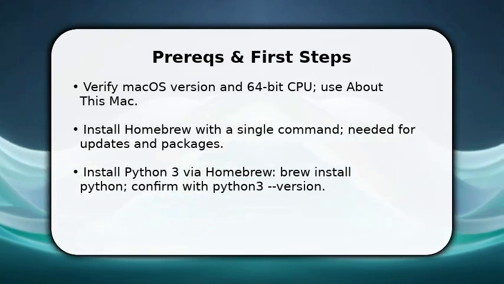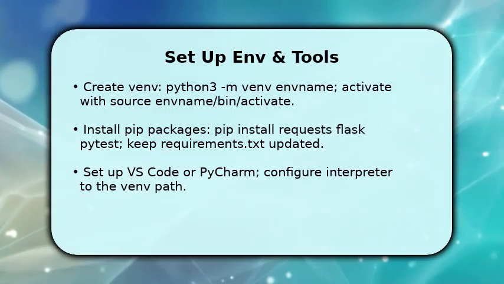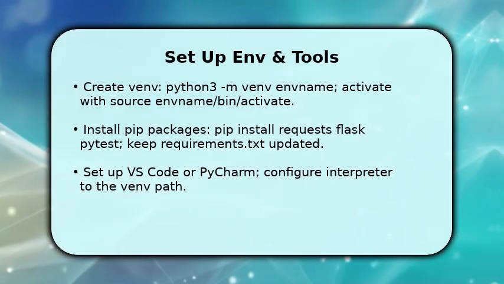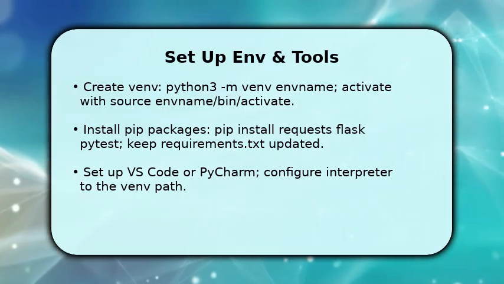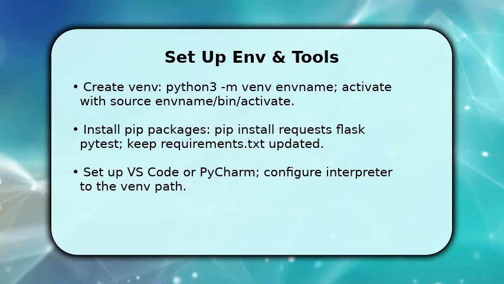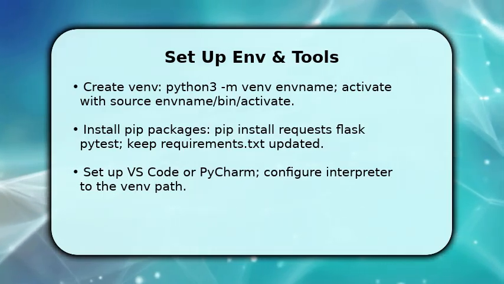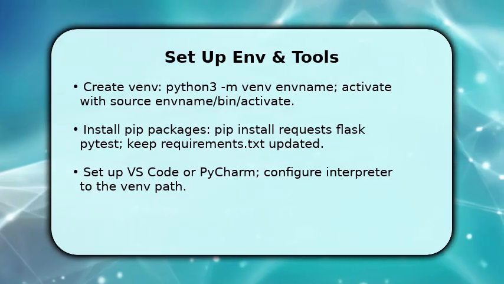You now create a virtual environment to isolate dependencies, run python3 -m venv env and source env/bin/activate so pip installs go into the project. Then install needed packages with pip install and freeze them to requirements.txt for reproducibility. Make sure your editor points to that venv interpreter. This avoids accidental use of system packages.